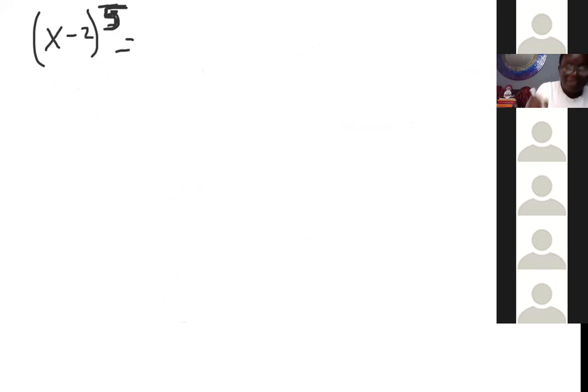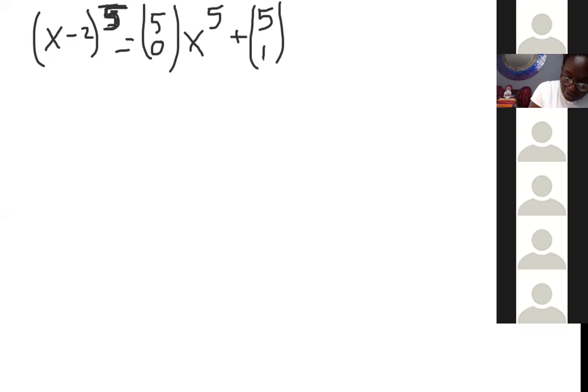So here we go. The first term is going to be 5 choose 0. That's the coefficient. And then the power on the x is going to be 5. That's the first term. All right, now we're going to move on to the second term. It's going to be 5 choose 1.